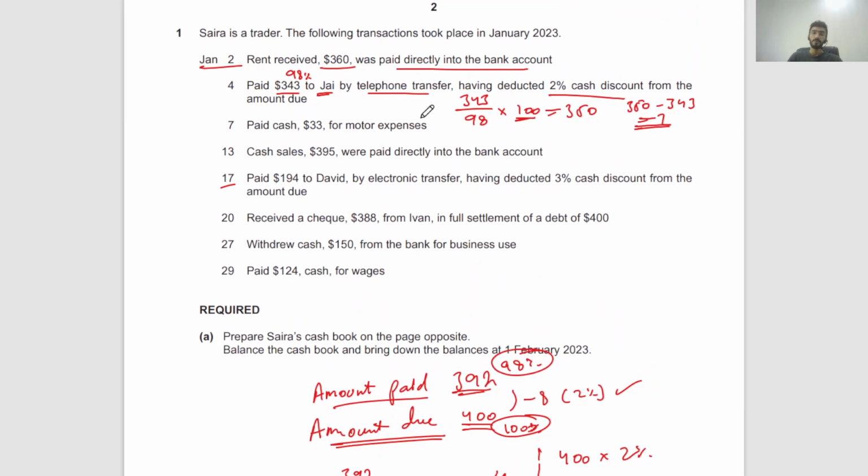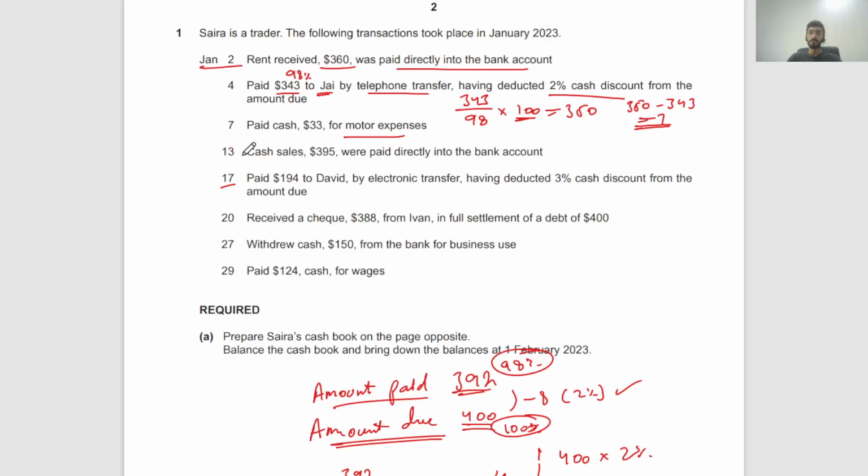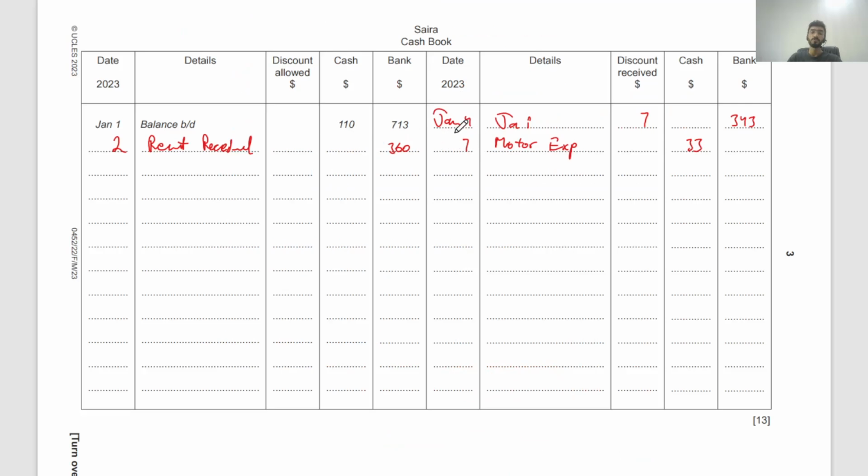Paid cash $33 for motor expenses. Cash $33 motor expenses. Write in full. In the exam, you cannot write short forms. You need to write in full. It's on which date? 7th. Okay, don't have to write Jan again. It's just January 4th and then 7th and then so on.